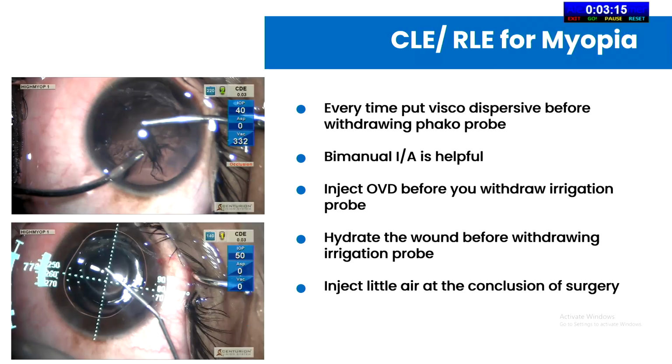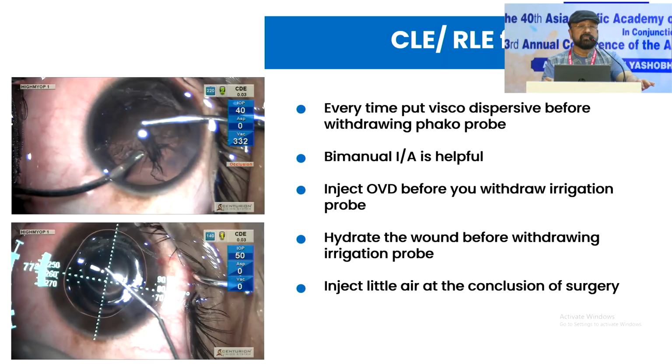While doing clear lens extraction, you have to be very, very careful that every time you remove the lens, you put viscoelastic inside. Bimanual irrigation aspiration is very, very important. Always hydrate the wound before you withdraw the irrigating probe. And I always inject a little air at the conclusion of the surgery.